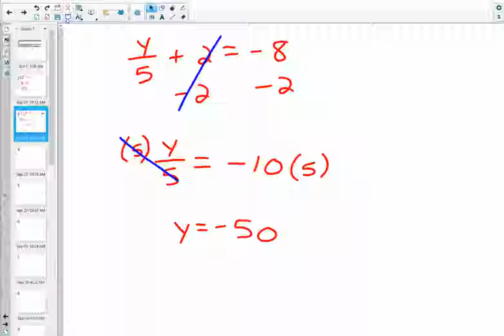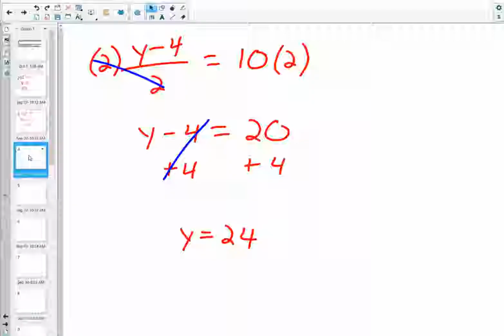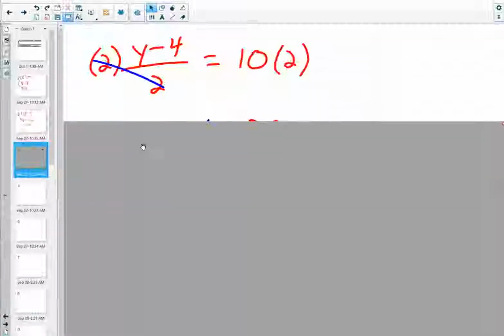No questions so far? And this is where the confusion sets in.